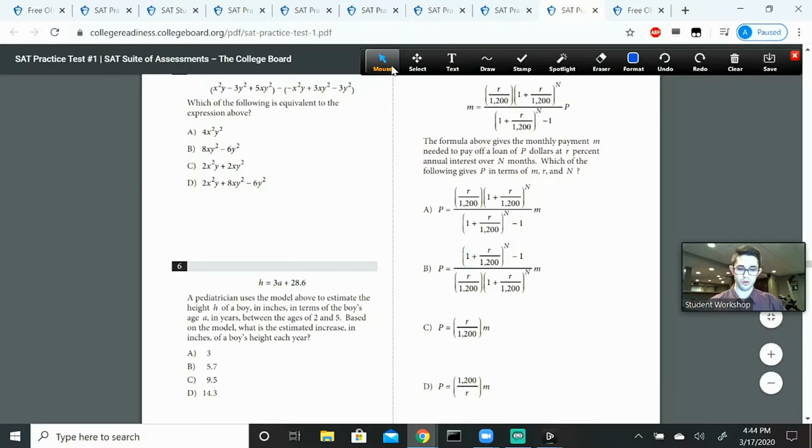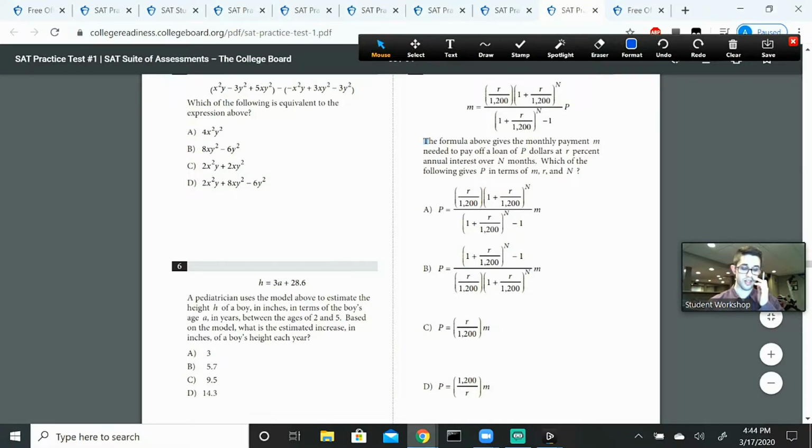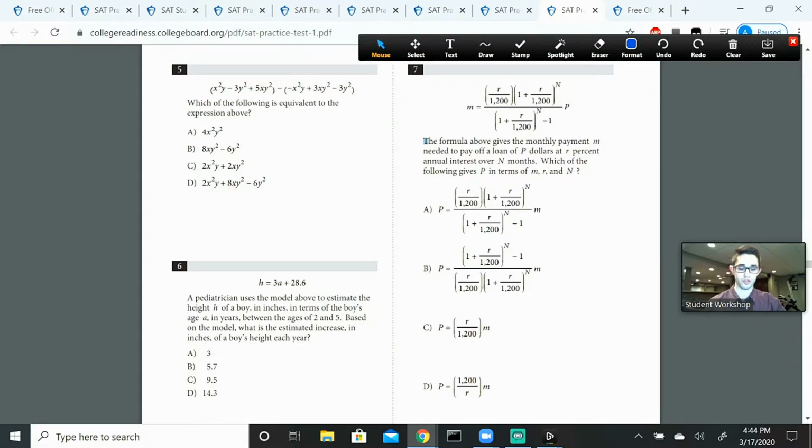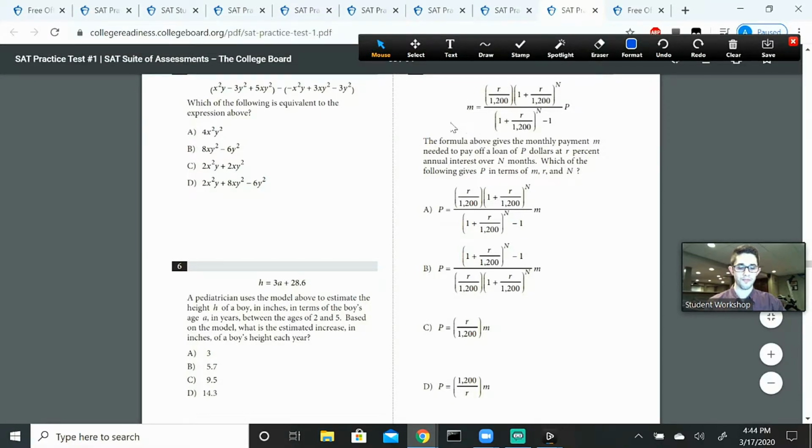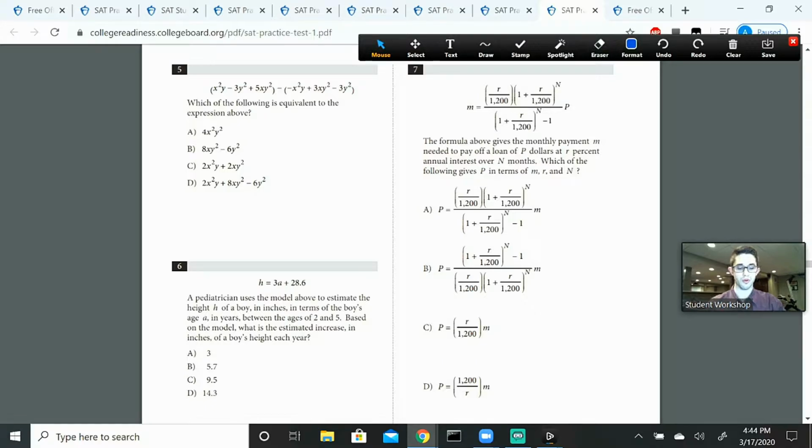But without further ado, we have question number 7 on the no calculator section from the first test. We have this pretty nasty looking equation, and then the formula above gives the monthly payment M needed to pay off a loan of P dollars at R% annual interest over N months. Which of the following gives P in terms of M, R, and N? Now, most of this isn't super important. We don't really care what P, M, R, or N stand for. What we care about is giving P in terms of M, R, and N.